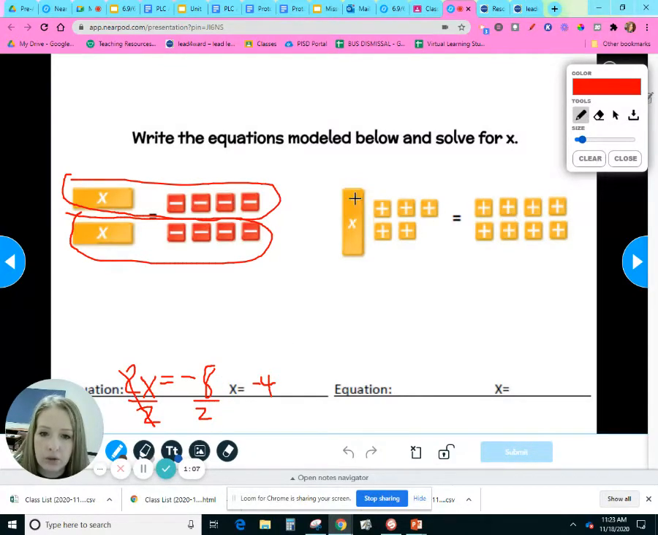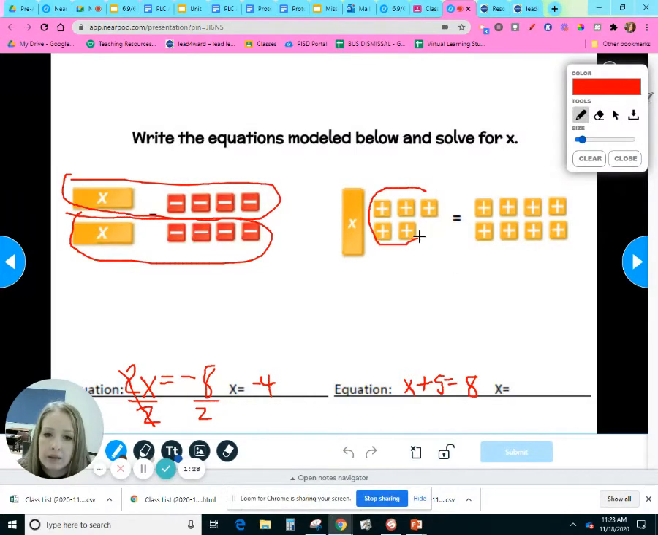In the other equation, you've got an x, and then you've got some positives next to it. So that would be x plus 5, because there's 5 positives there with x. And then it equals, on the right-hand side, you have 8, and you have positives this time. So positive 8.